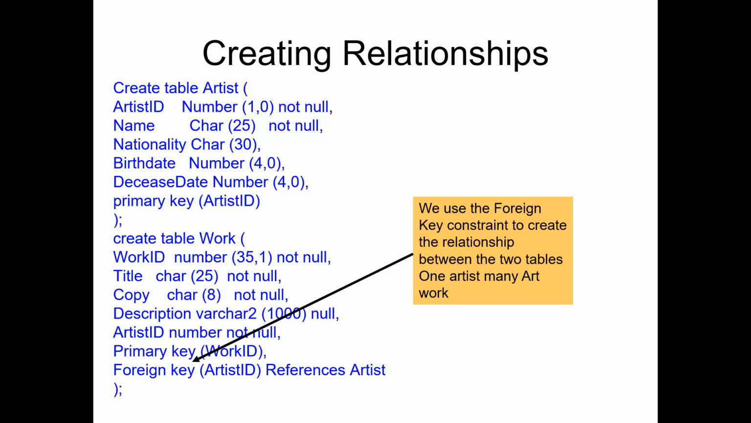Then we add the constraints to ensure referential integrity. So we are referencing this foreign key to the table that came with it, and that will make sure that any changes that go here will be reflected in the second table.